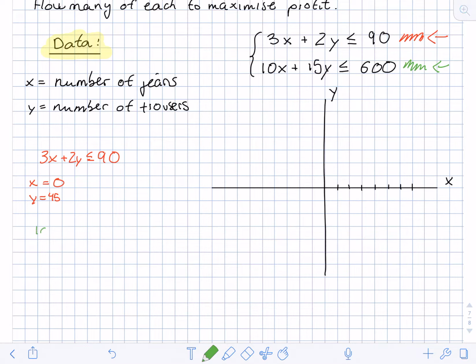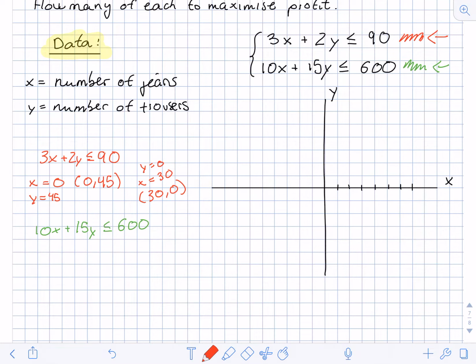So we have 10x plus 15y less than or equal to 600. As you know, I'm using equals now because we're trying to find points on the graph. So this first point is going to be (0, 45). And the second point, if y is equal to 0, x is equal to 90 over 3, which is 30. So we have the point (30, 0).